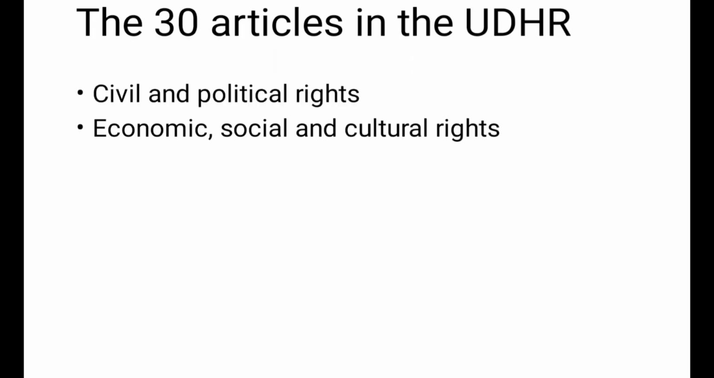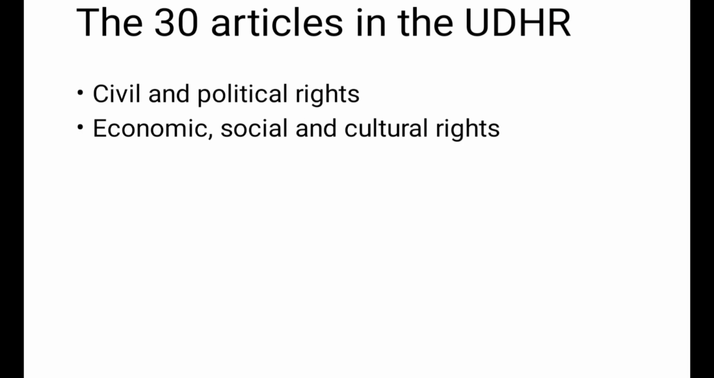Now, this UDHR has 30 articles, and these articles are divided into two themes. The first theme is the civil and political rights. Then the second one is the economic, social, and cultural rights. Now, let me give a brief summary of the Universal Declaration of Human Rights articles. I'm just going to briefly discuss these articles, 1 to 30.